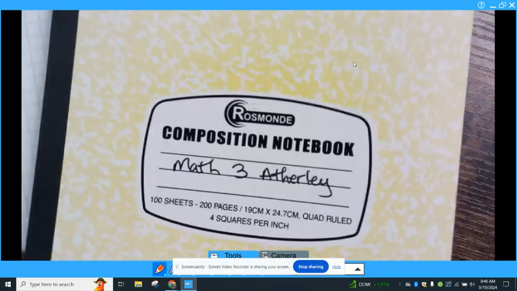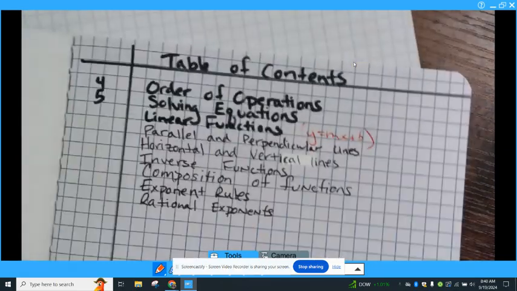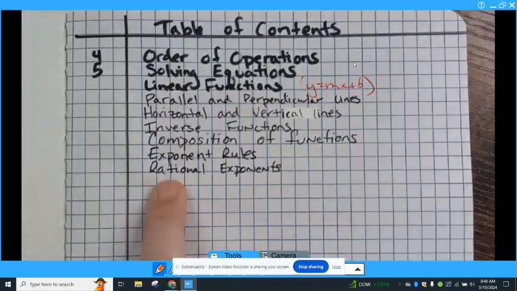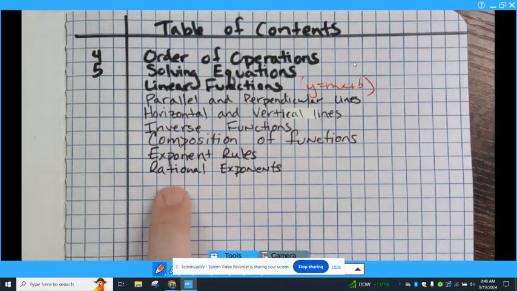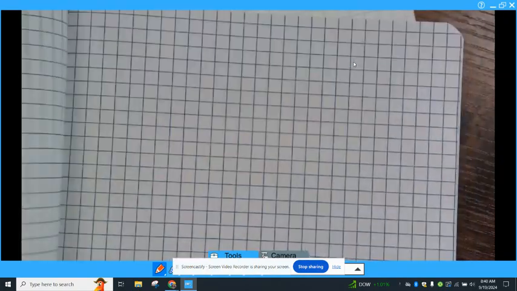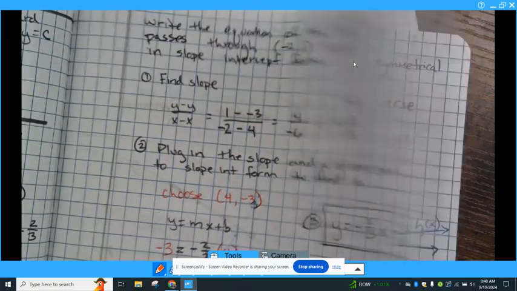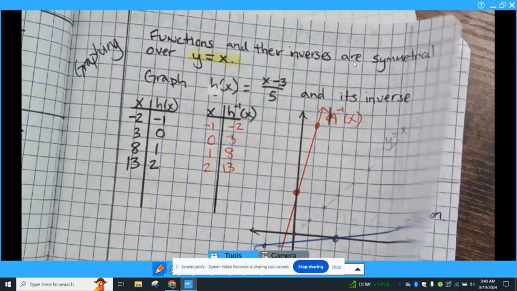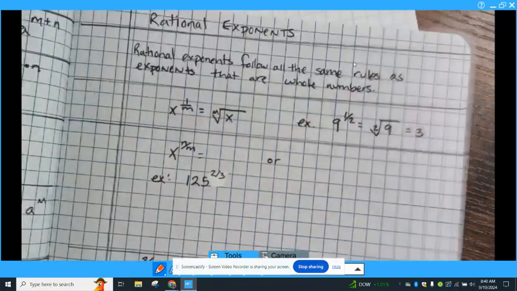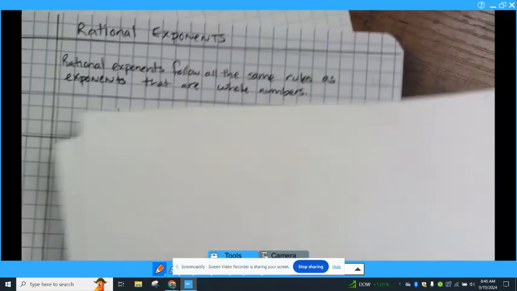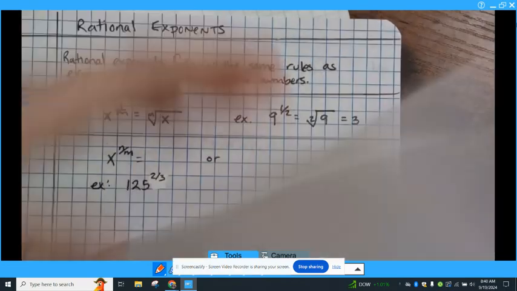Okay, Math 3, open to your table of contents. Today we'll put in notes about rational exponents. Rational is just a fancy word of saying a fraction. So I have these pre-written. Okay, rational exponents, top line and sideline.